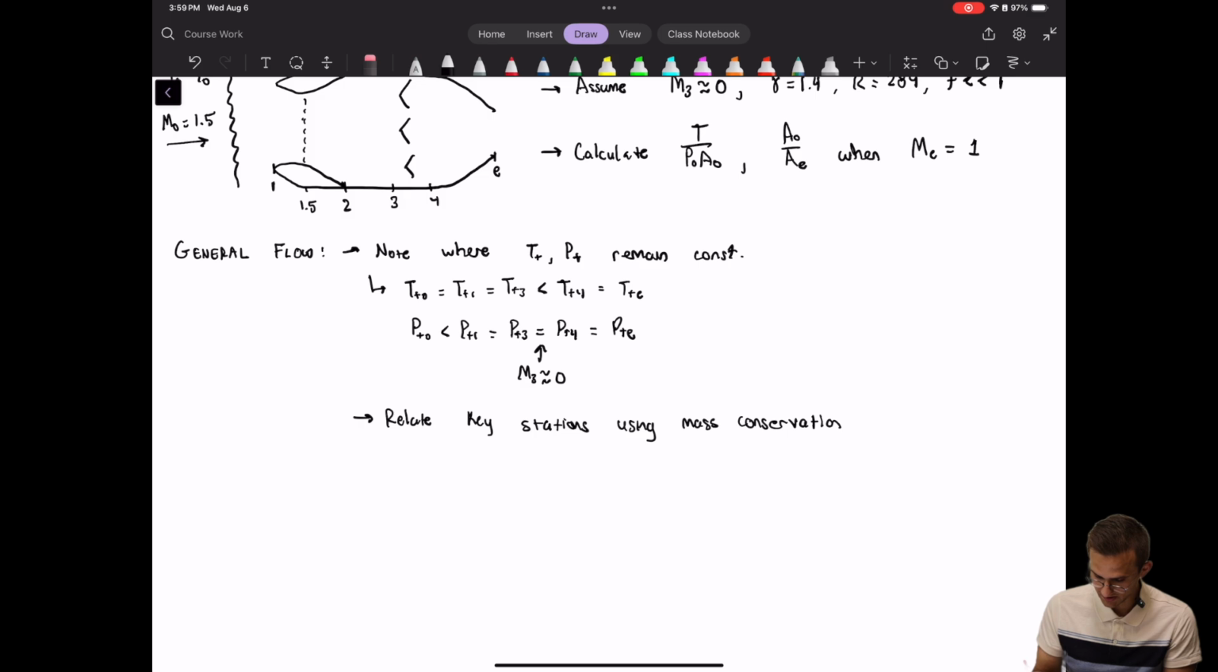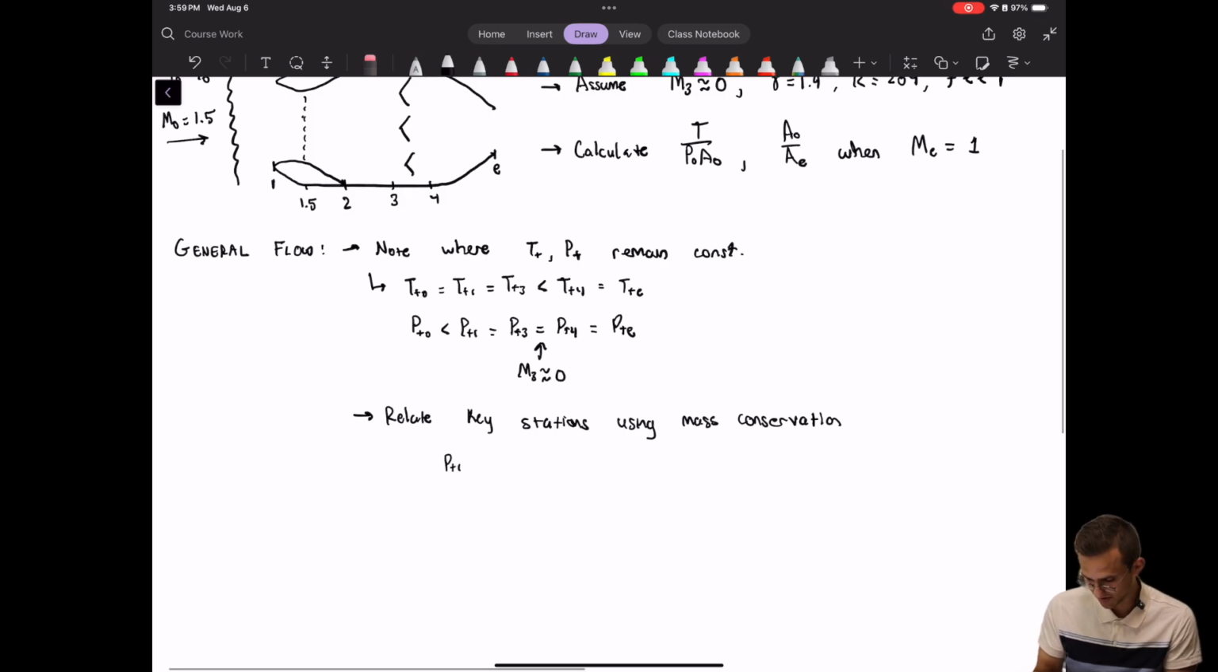Then you can use this relationship where you end up with just, here we'll just say we're looking at station 1 and station E, for example. All the constants out front of that fancy thing go away, and you can end up with something like this: PTE AE over the square root of TTE F of ME.